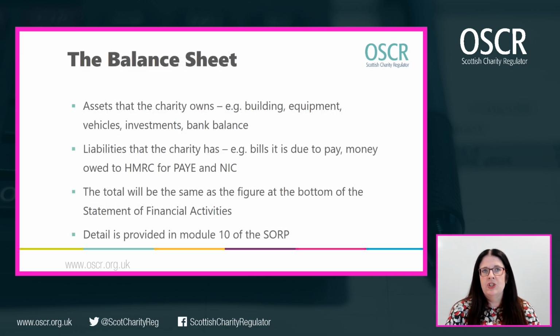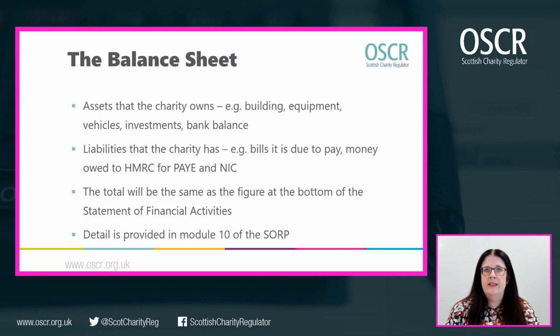Next, we're going to look at the balance sheet. The balance sheet lists all the assets that the charity owns. This could include a building, any equipment, some vehicles, any investments that the charity has, and also its bank and its cash balances at the year end.